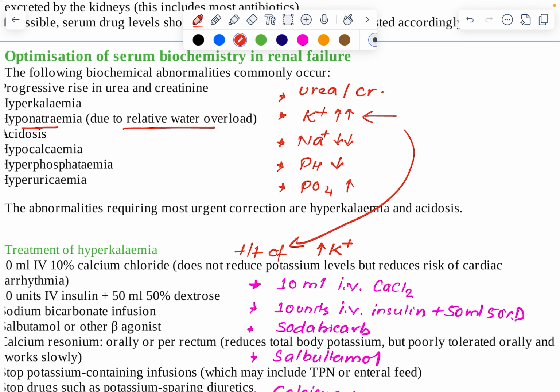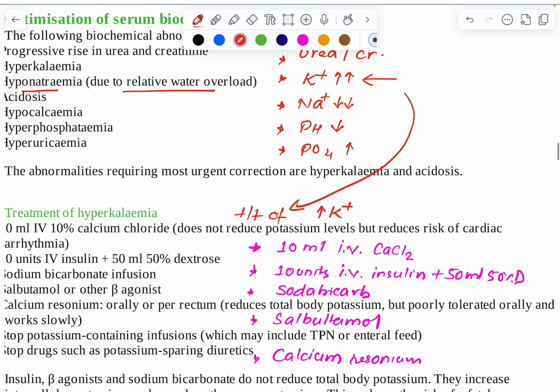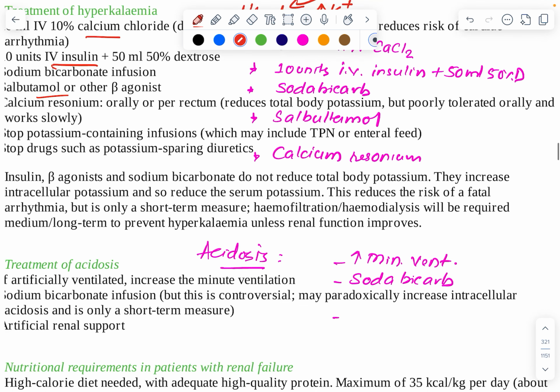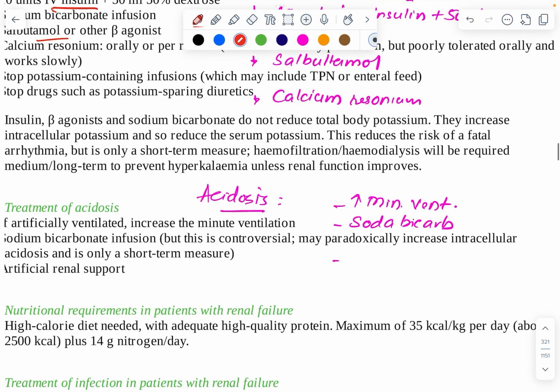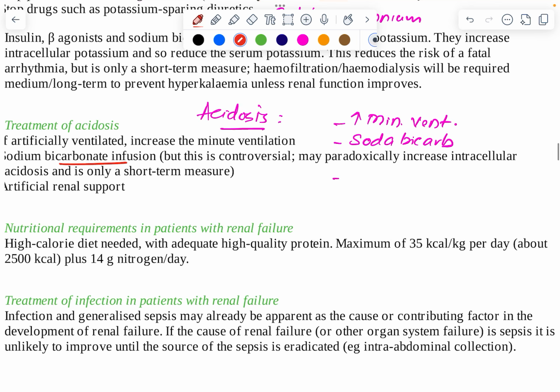So treatment of hyperkalemia is calcium chloride. First important point is calcium chloride does not reduce potassium level but reduces risk of cardiac effects. First is calcium, then insulin, then bicarbonates, salbutamol, calcium resonium. These are the treatment of acidosis. This can be treated by sodium bicarbonate infusions.